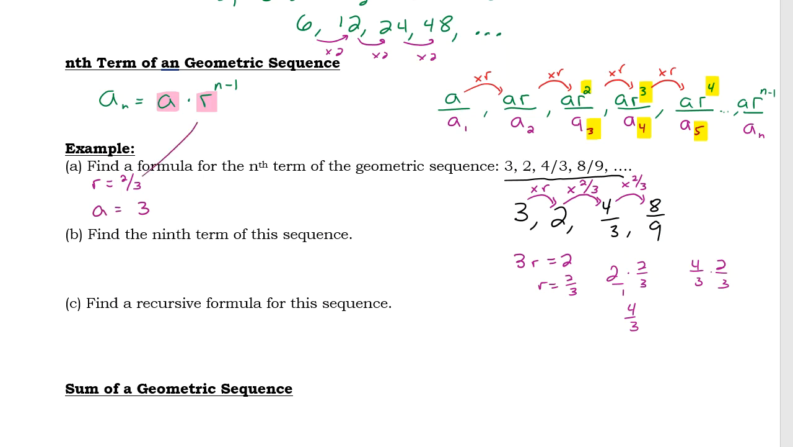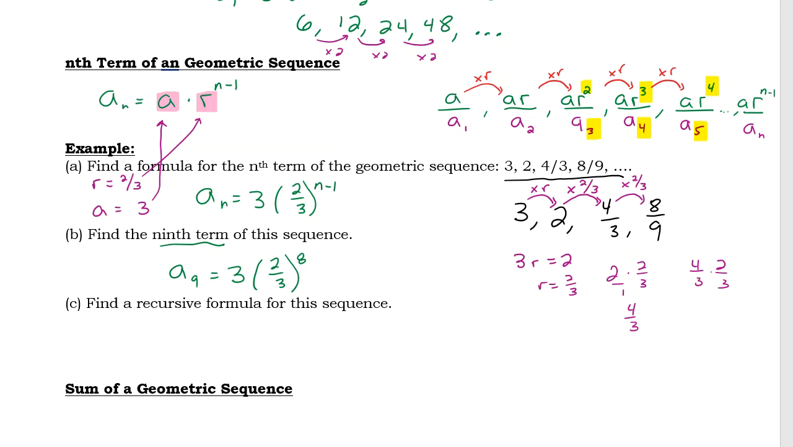So I'm just going to plug my common ratio and my first term in there. And I can write a formula for the nth term, which is 3 times the quantity, I want to put that in parentheses, 2/3 to the n minus 1. Now if I want to find any term of my sequence, it's pretty easy. If I want to find the 9th term, a sub 9 would be to start at 3 and then multiply 3 by 2/3 over and over again 8 times. 9 minus 1 is 8.